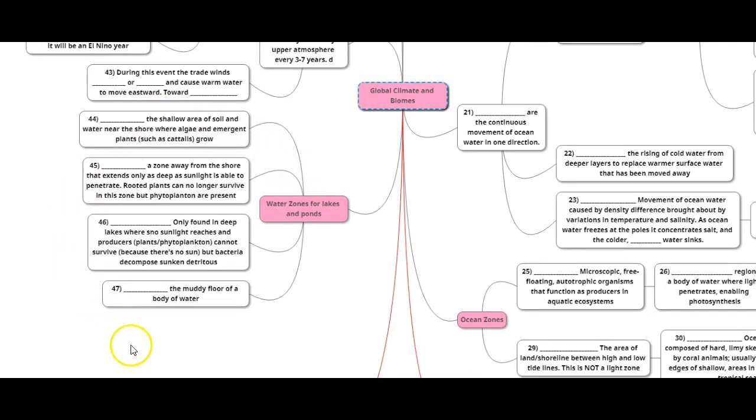Last section here, I'm going to let you take care of this on your own. This is just freshwater zones.